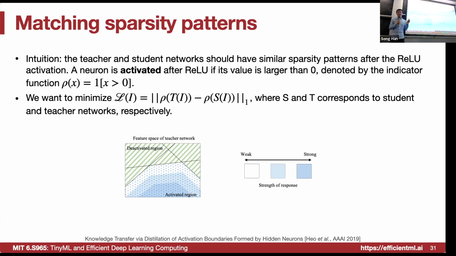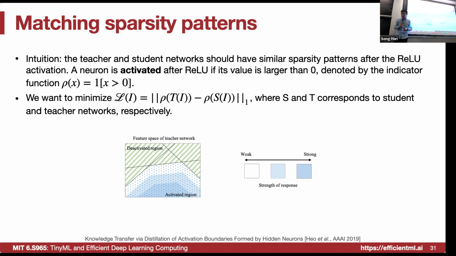And here, by distillation, we are trying to match this sparsity pattern. So basically, a neuron is activated if the value is larger than 0. So we have an indicator: if x is greater than 0, then it's 1. Otherwise, it is 0. So here we are trying to match this sparsity map, the activated region. All the numbers below 0 become 0 after ReLU. So these are the activated regions, which are positive. So by teacher and student matching, we try to match this sparsity pattern.